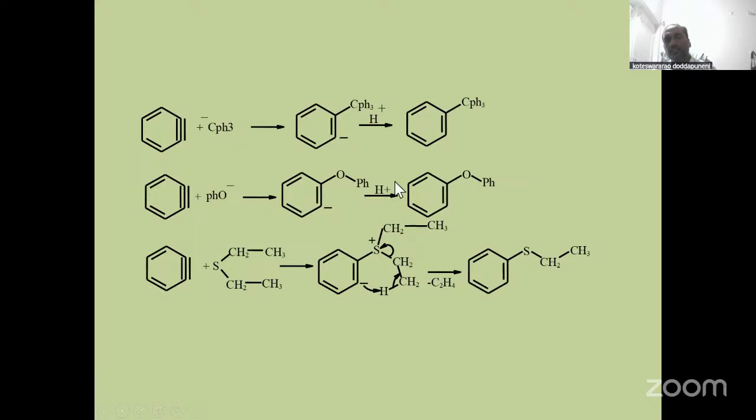Further, it abstracts the proton. Then it leads to the formation of diphenyl ether. Diphenyl ether is the product. And similarly, thioether, diethyl thioether is undergoing the addition on the benzene that leads to the formation of that addition product.